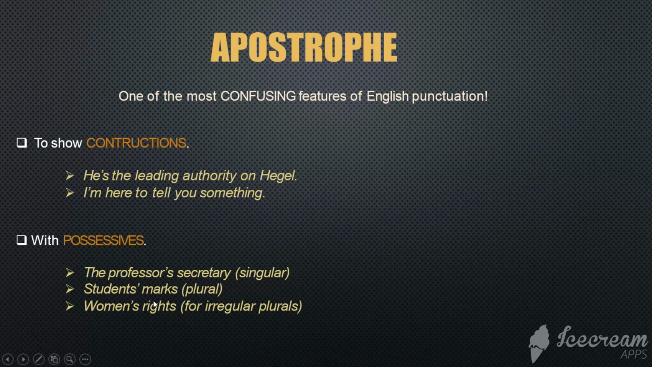Students' marks. Here students is already plural, so we use the apostrophe after the s. Women's rights. Women is an irregular plural, so after women we have used an apostrophe and then we have added s.